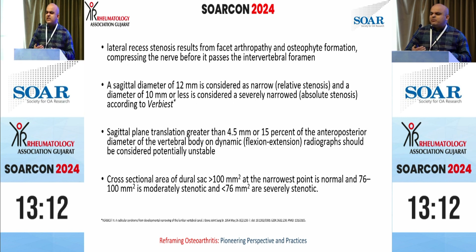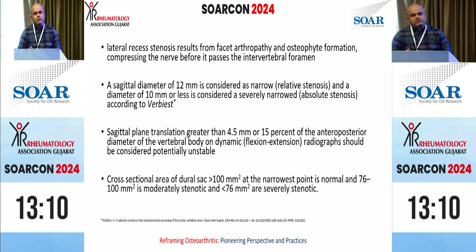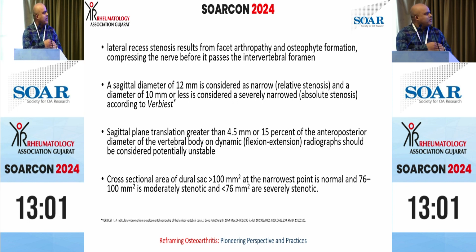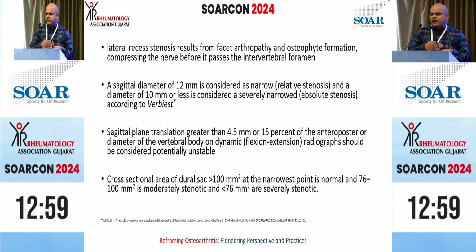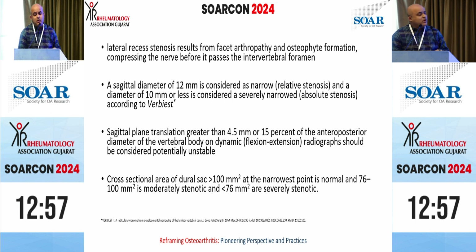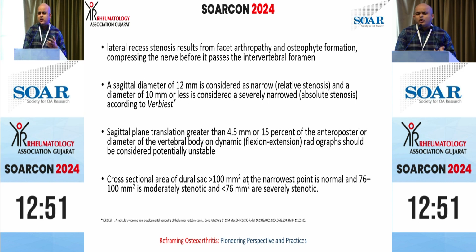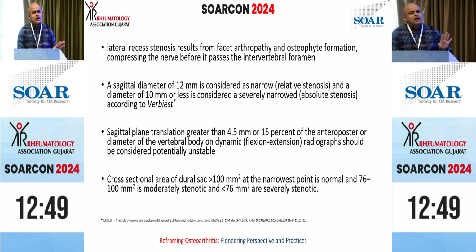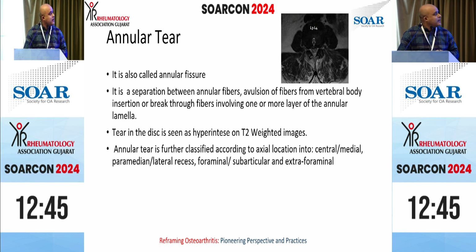Also, when we see a patient, generally we look at X-ray films of the patient for some amount of listhesis. So what is listhesis? A sagittal plane translation of more than 4.5 mm or 15% of the anterior-posterior diameter is suggestive of some amount of instability of the spine. In terms of cross-sectional area, more than 100 mm square at the respective level is considered normal, 76 to 100 is considered mildly stenotic, and of course, less than 76 mm square is considered severely stenotic.